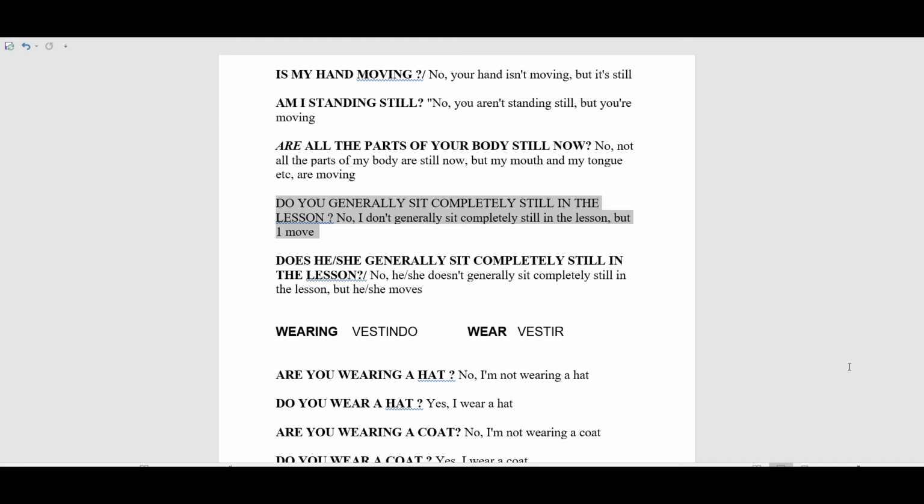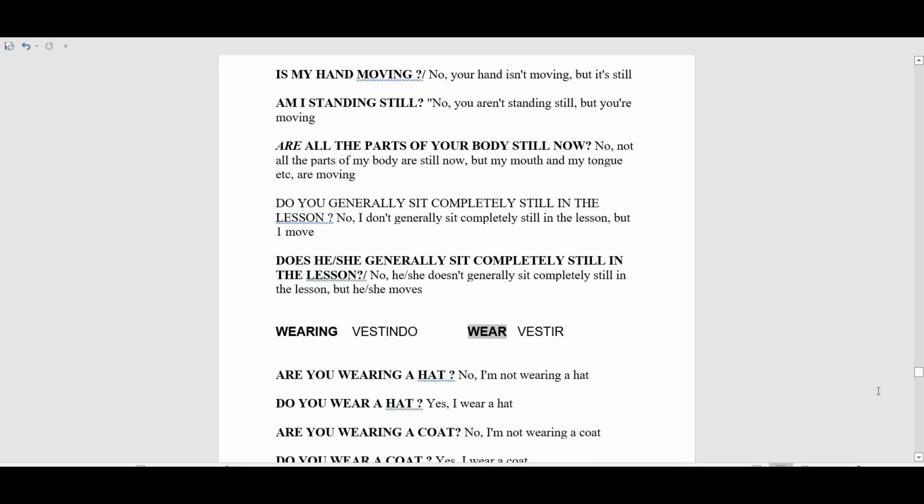Do you generally sit completely still in the lesson? No, I don't generally sit completely still in the lesson, but I move. Does he, she generally sit completely still in the lesson? No, he, she doesn't generally sit completely still in the lesson, but he, she moves.